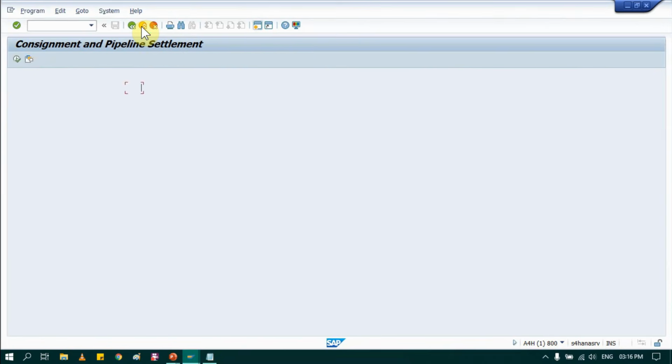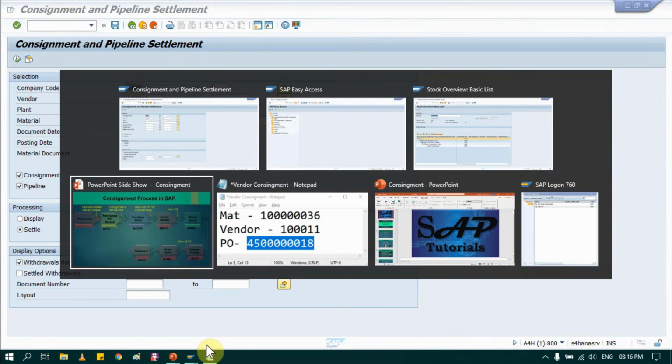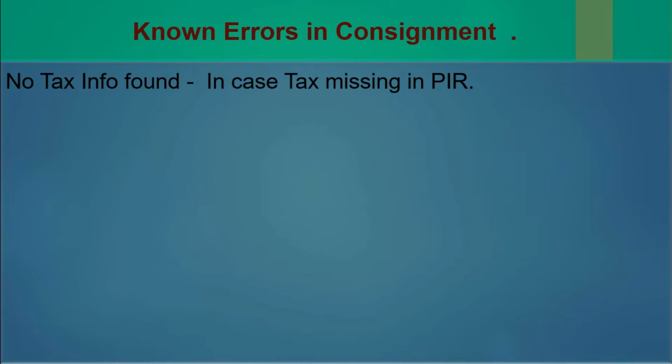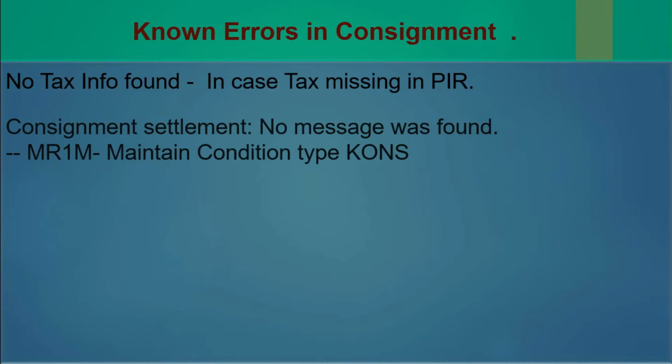Now I have shown you all the details here. Rest of the things will be managed by the finance team. Then the known errors in consignment that I have already shown you. First is no tax info found, in case you missed maintaining the tax code in the PO or purchasing info record. And second one is consignment settlement, no message was found, in case the condition type is not maintained. That is only for one time.